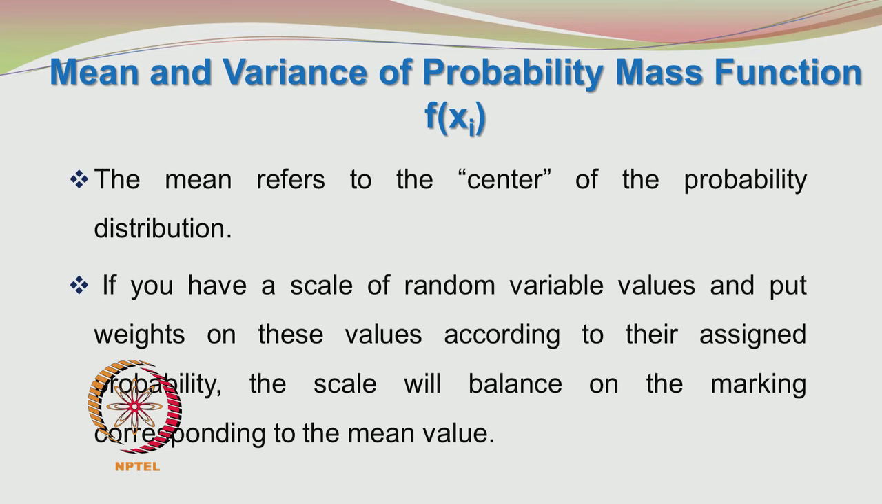Imagine you have a long scale, and on the scale you have markings corresponding to the possible values of the random variable. Each of these values will have a probability assigned to it. Let us say that you have numbers 1, 2 and 3. Number 1 may have a probability of 0.2, number 2 may have a probability of 0.3, and number 3 may have a probability of 0.5.